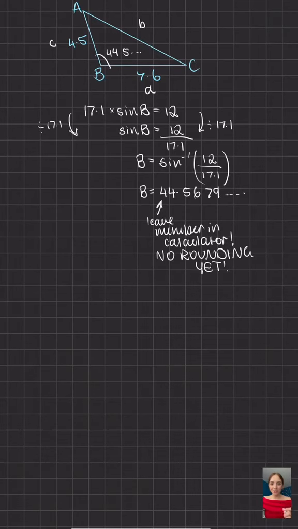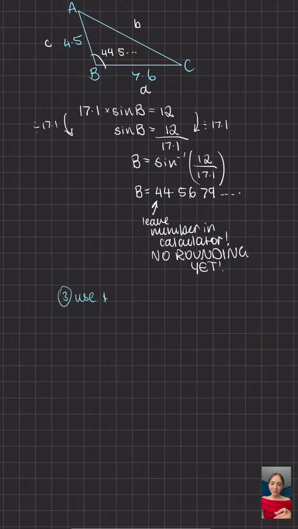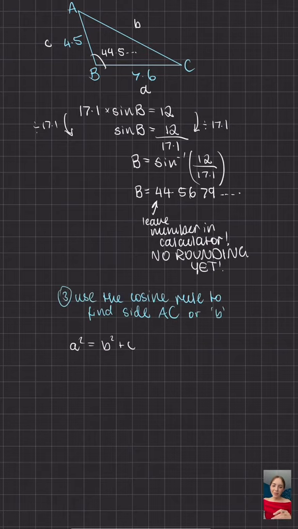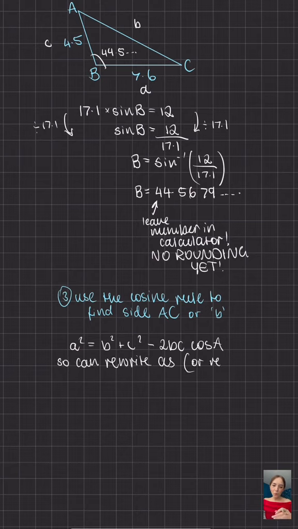Now, because the question asks us to find the perimeter, we need to use the angle from the previous step, which means that we're going to have to use the cosine rule to find the side AC. The cosine rule is a squared equals b squared plus c squared minus 2bc cos A, but again, our triangle doesn't have the same letters that we want to use in the formula. This is when you can relabel the triangle again, or you can change the letters in the formula, which is what I'm going to do.